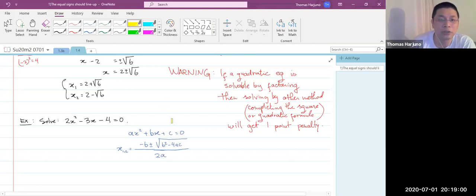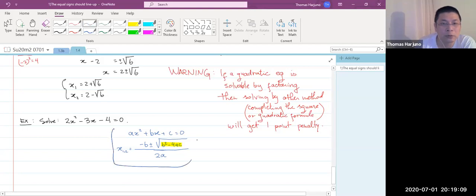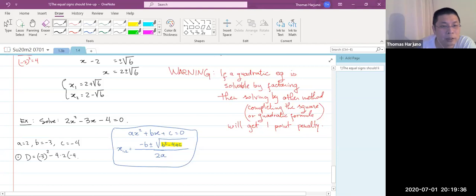Now, I strongly suggest you compute the discriminant first if you use the quadratic formula. Like in this case here, my A is 2, my B is -3, my C is -4. So my discriminant will be B squared minus 4AC. That's 9 plus 32, that's 41.